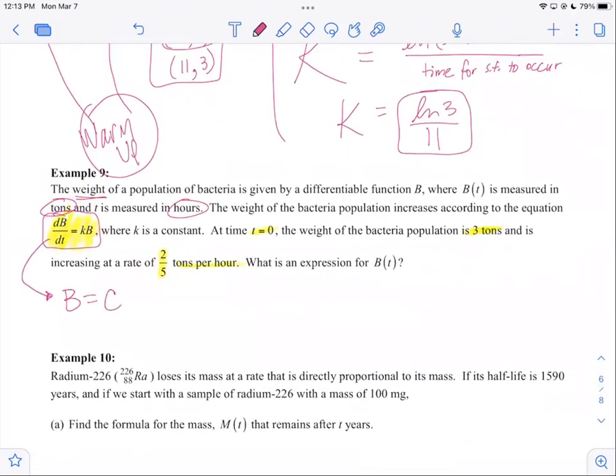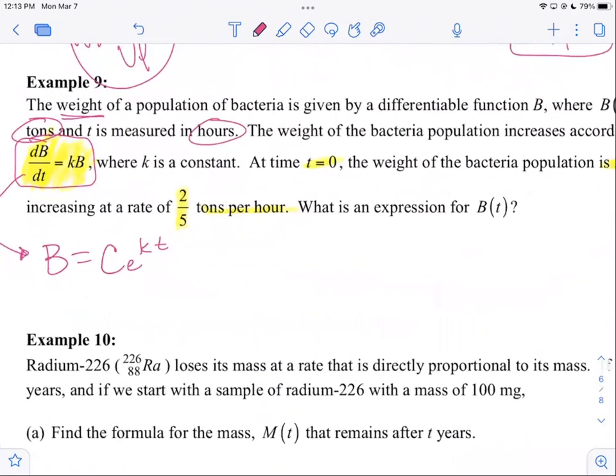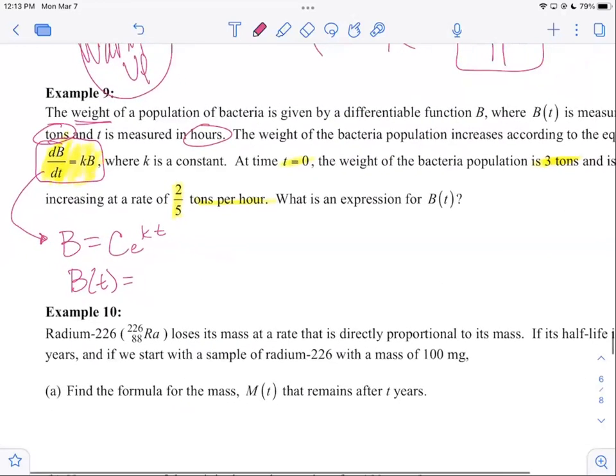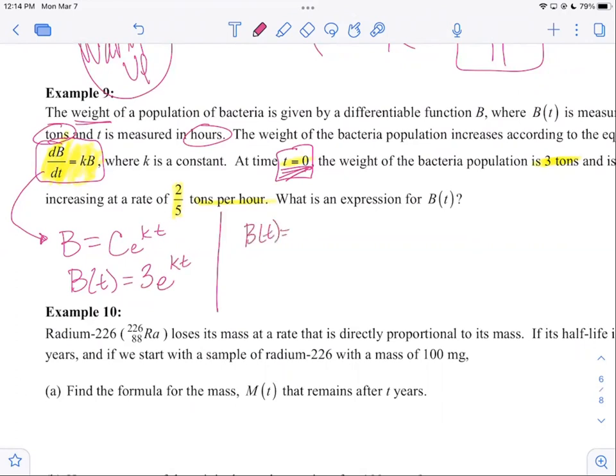Sect, right? The sect equation. KT are the exponents. Now, you could write this as B or B of T if you want. I'll go ahead and put B of T. Do we know what C is? Remember, C is your initial amount, right? And by initial, we mean it corresponds with 0. It's the y-intercept. So it's 3. So it's 3e to the kt. And now we just need to figure out what k is.